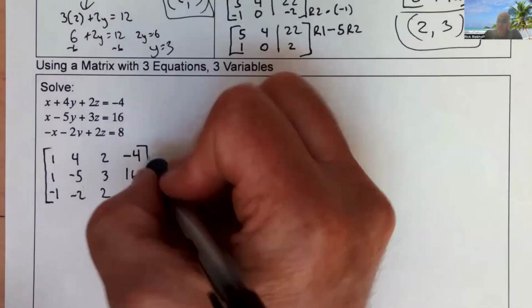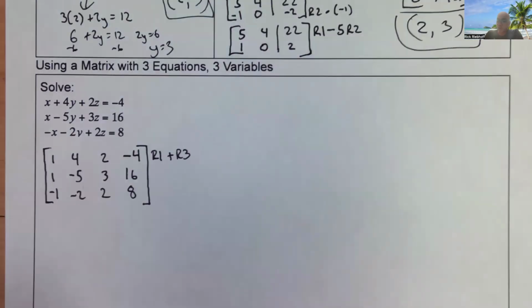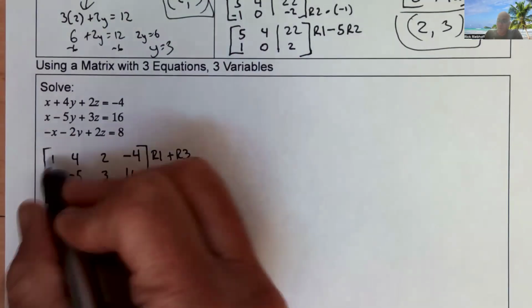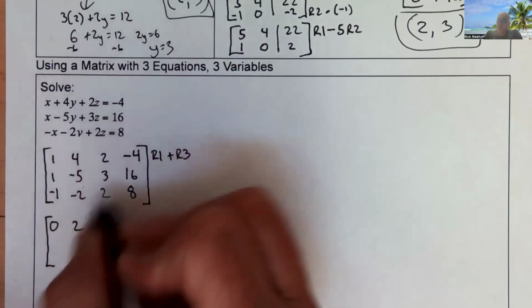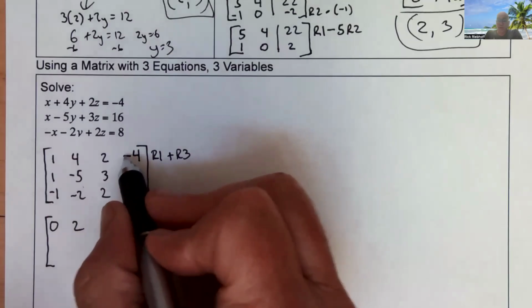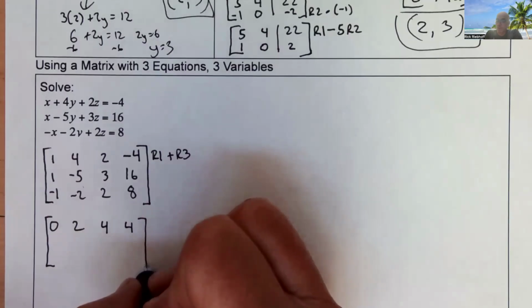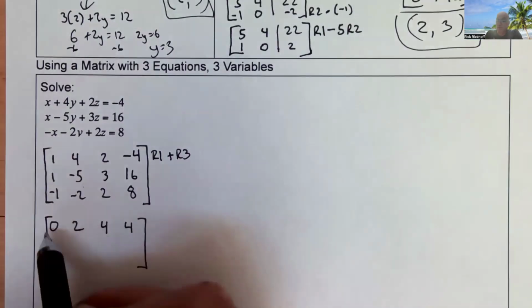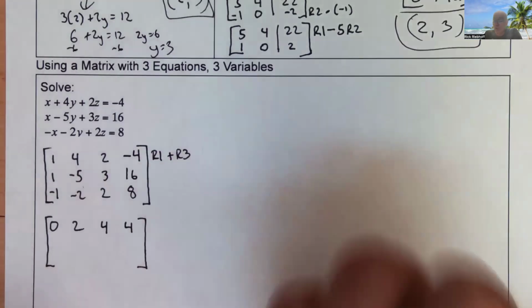So let's watch this. If I took row one and I added it to row three, what's going to happen? 1 plus negative 1, 0. 4 plus negative 2, 2. 2 plus 2, 4. 8 plus negative 4, negative 4 plus 8, positive 4. Cool. Nice, right? I got a 0 there. That's great. What if I did the same thing here? I can do 2 for 1.